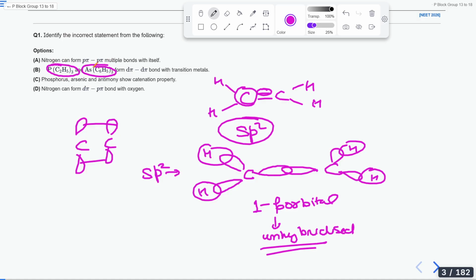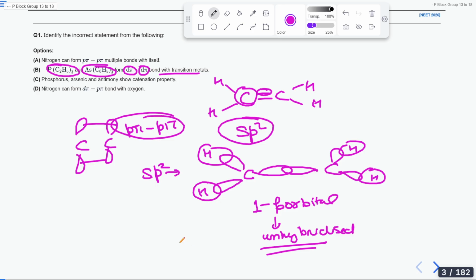Both phosphorus and arsenic have a hybridization of sp3. So all p orbitals are used in the sigma bonding or the hybridization. So the left thing is the d orbital, so it will use its d orbital and overlap with the d orbital of the transition metal and form a d pi bond. Here the carbon is making a p pi bond because the p orbitals are overlapping sidewise.